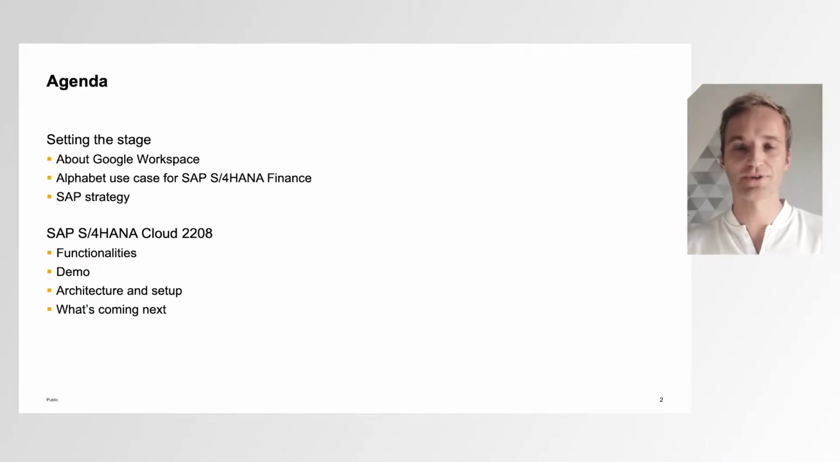Okay, before we jump into the topics, let's have a look at the agenda. We will first get an insight on what is Google Workspace. With an Alphabet use case, we will see why this integration is so important. Then we have slides to explain our SAP strategy. So in the next session, we will discuss the SAP S/4HANA Cloud Delivery 2208 with a short demo, an architecture discussion, and plans for further releases. Let's start with setting the stage, and I would like to hand over to you, Michael, to provide more insights about what is Google Workspace.